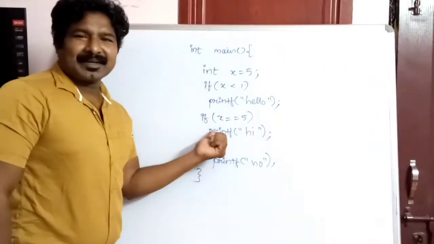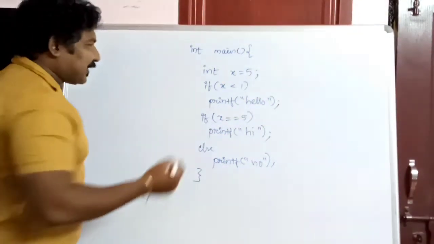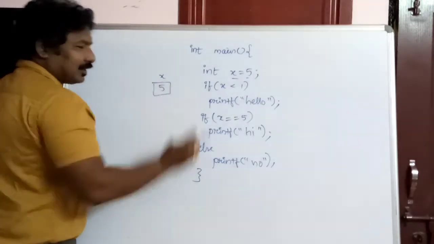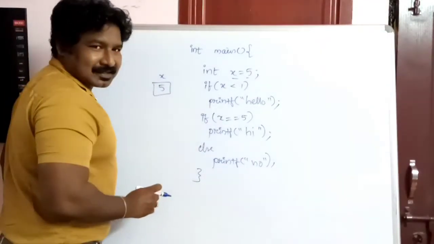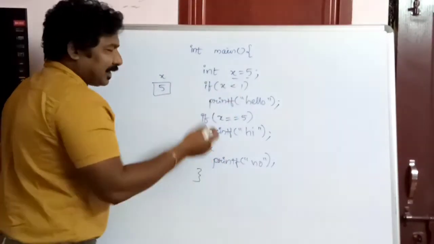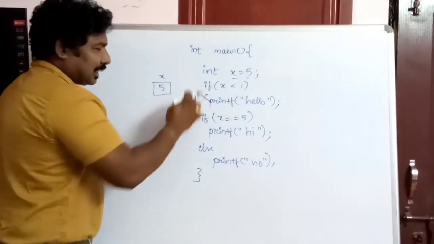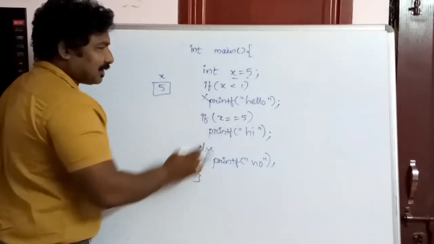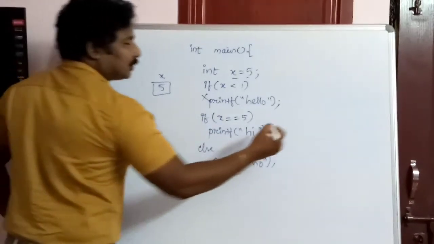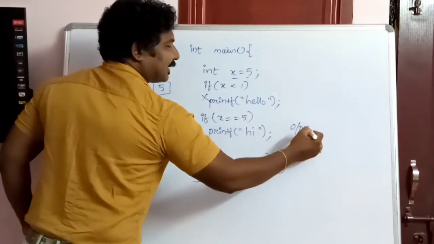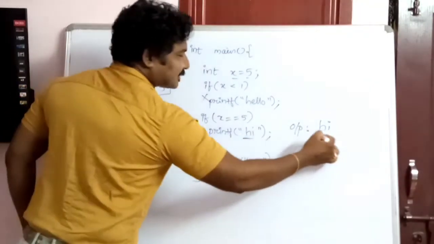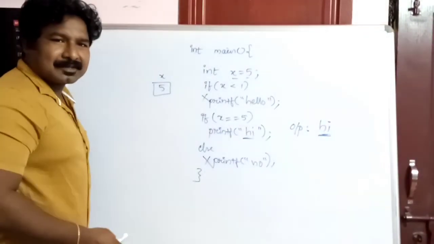Okay friends, just look at another example. Here we have declared a variable x with value 5, and there is a simple if and else. Here x is less than 1, that means 5 less than 1, which is false, and this will never get executed. Then x equals 5, that means 5 equals 5, which is true, and printf high will get executed. So the output is high, and the else will never get executed. Very simple example, friends.